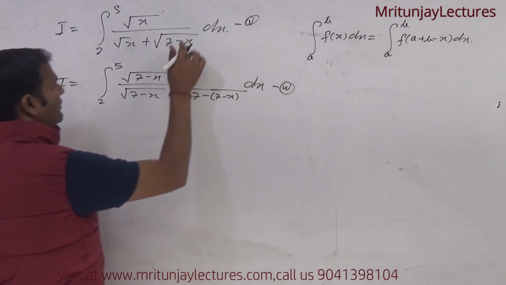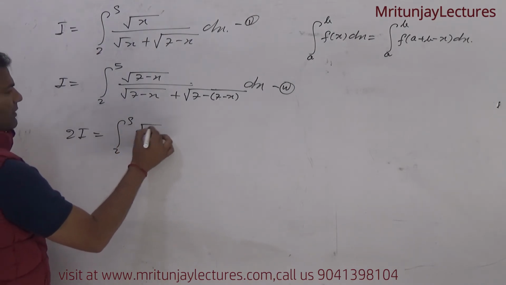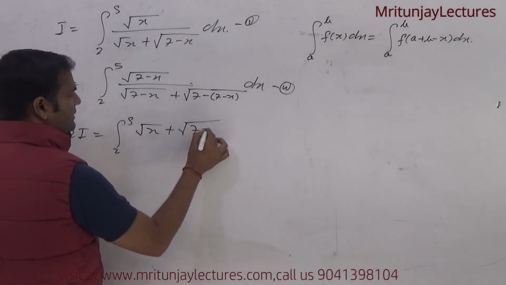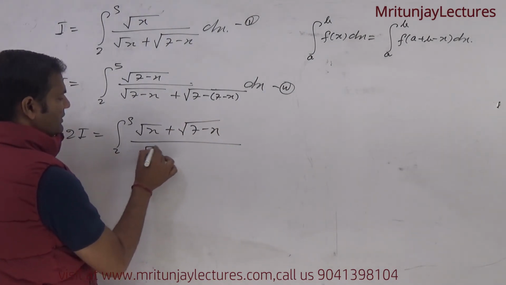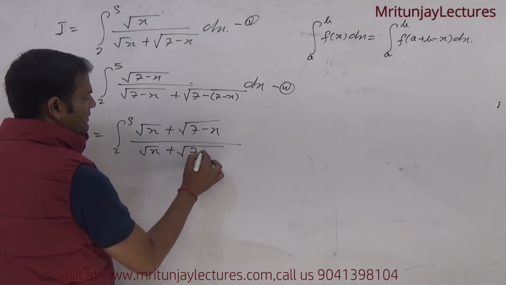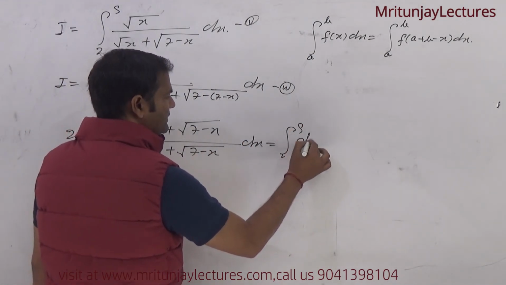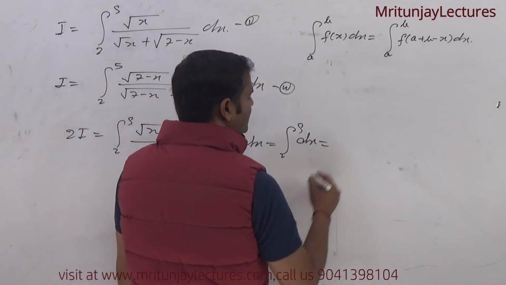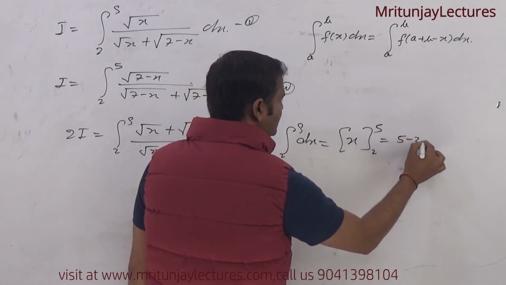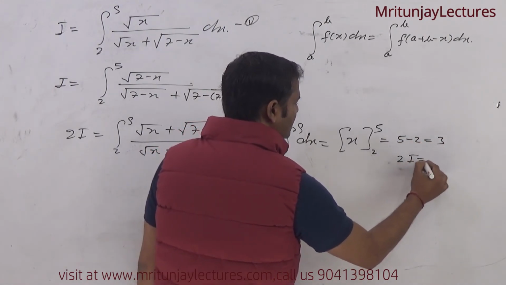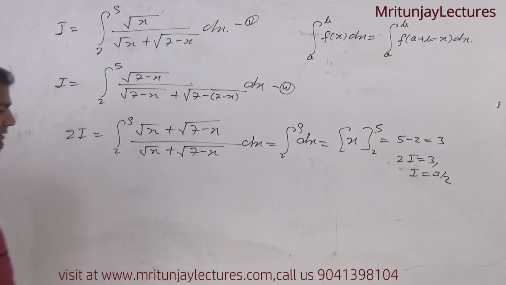This is 1 and here 2. From 1 and 2, if both are added, root x plus root of 7 minus x, the whole divided by the same, gives the integral of dx from 2 to 5. So x from 2 to 5 is 5 minus 2, that is 3. So 2I is equal to 3. Then I is equal to 3/2. This is the right answer.